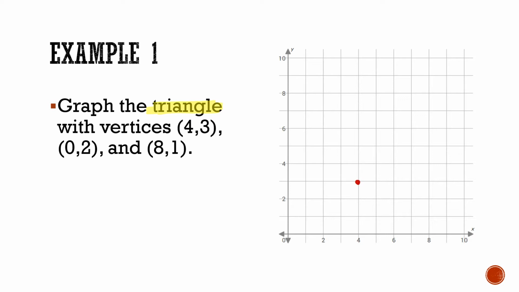(0, 2). If it's 0, then we're not going to go to the right at all. So 0 and up 2. And (8, 1). So over 8 and up 1. Now my straight lines, just writing on my laptop like this, will be pitiful, I'm sure. But you're just going to connect those 3 points. And you have your triangle. So on IXL, you can click those points. If you click the wrong point, you can just click it a second time and it will erase it.